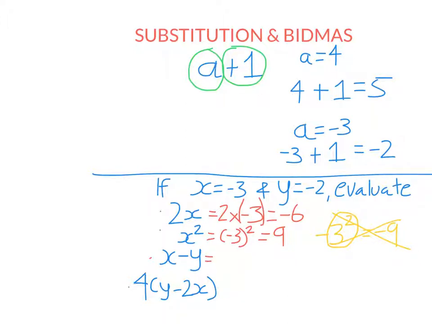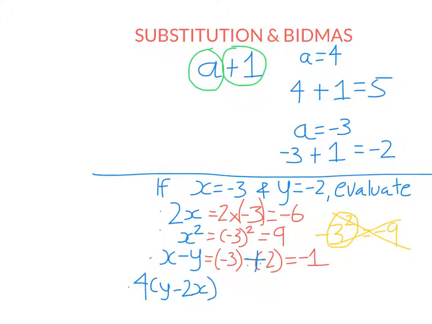So we have x minus y. So you should note here there is a minus next to another minus, and together they make a plus. So this is minus 3 plus 2, which is minus 1. So let's look at the next one.